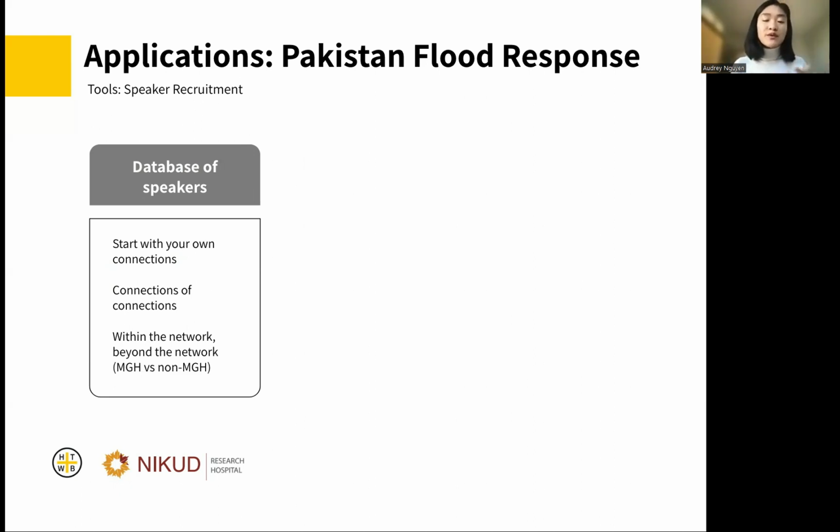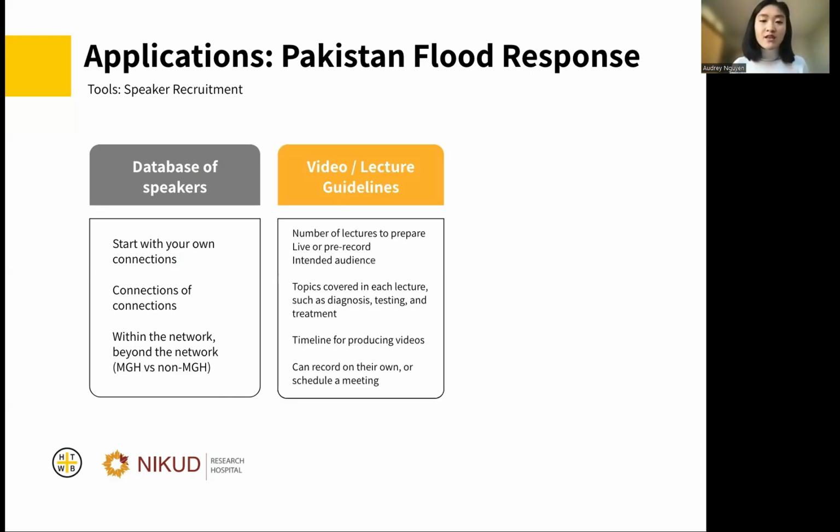So the first tool you can use is creating a database of speakers to keep track of who you've contacted and when. Second, you'll create a set of guidelines and expectations for your lectures and videos to be shared with the instructors and speakers, and this will help standardize your videos across the curriculum. And in these guidelines, you'll want to clarify how many videos or lectures you want the speaker to give, what topics to cover, whether you and another member will be present when giving the lecture, or if you want them to record it on their own time, if it's a pre-recording.